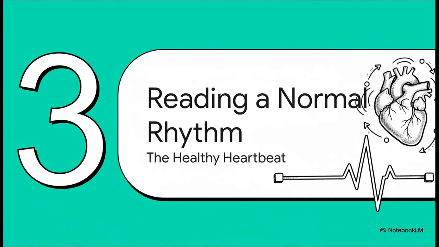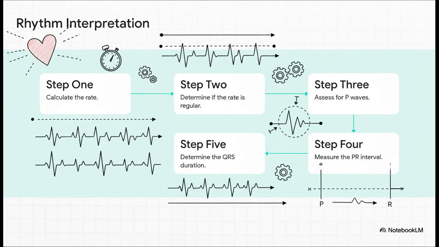Okay, we know the word. Now let's see how it builds into a complete sentence. The story of a healthy, normal heart rhythm. You know, professionals don't just guess. They use a system, and it's actually really logical. First, they calculate the rate. How fast is it beating? Second, is the rhythm regular? Are the beats nice and evenly spaced?